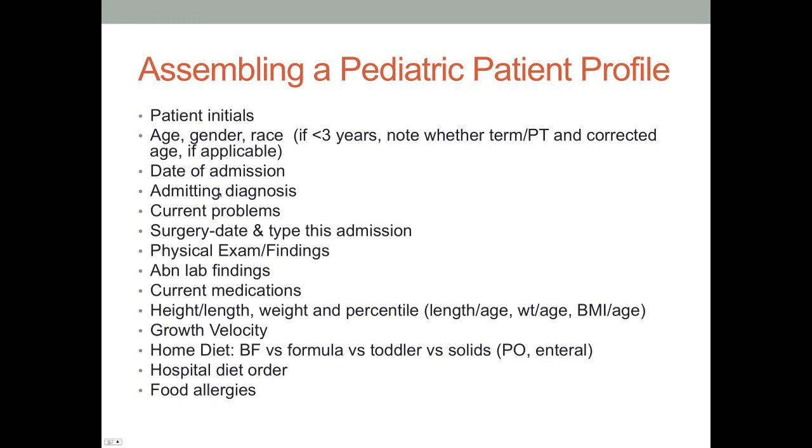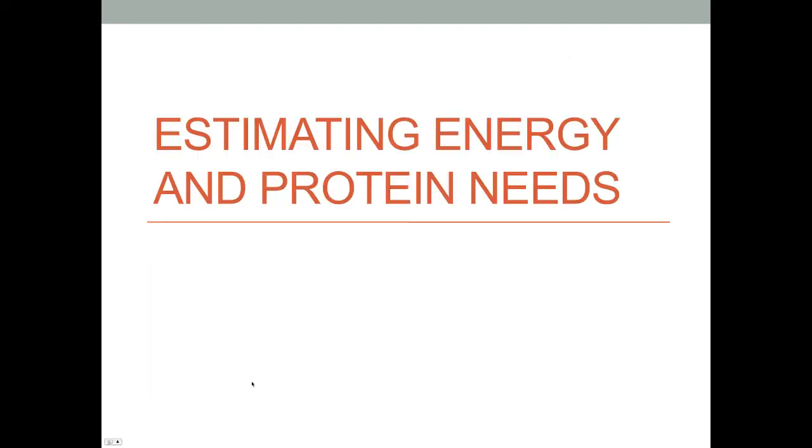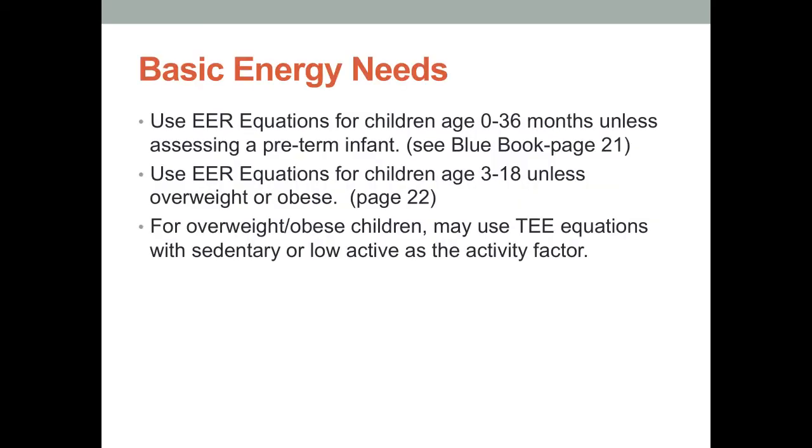Obviously, their current findings and current problems in surgery, any findings from physical exam, any abnormal lab findings, current meds, how they plot, their growth velocity, and their home diet. Are they breastfed, formula-fed, toddler diet, oral, enteral, parenteral, and then any food allergies. The next step after we have all of these is actually going on to estimate energy and protein needs.